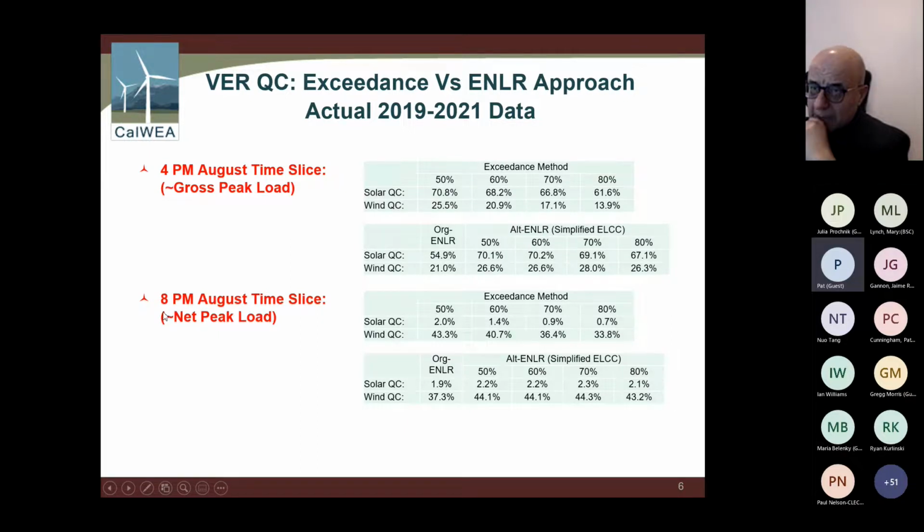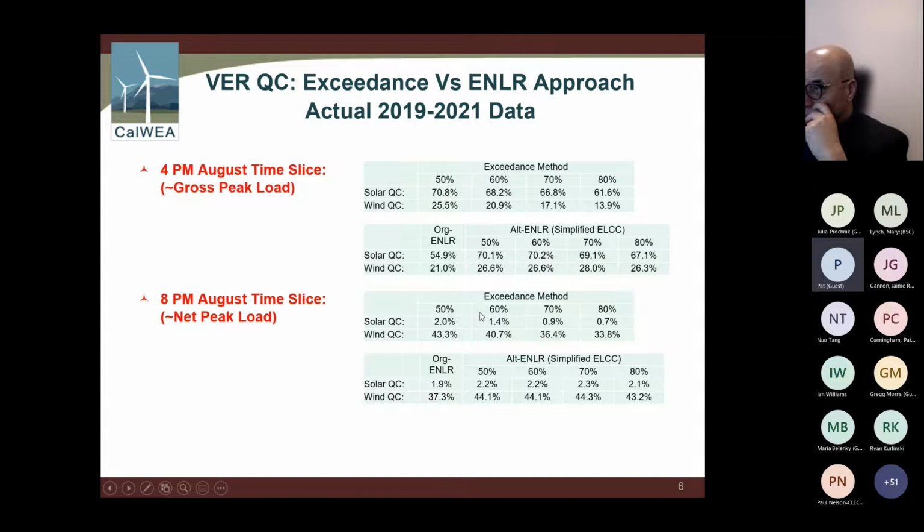We also looked at our 8 p.m., which is in August time slice. Again, a sample of 93 data points, which is supposed to be around net peak load.